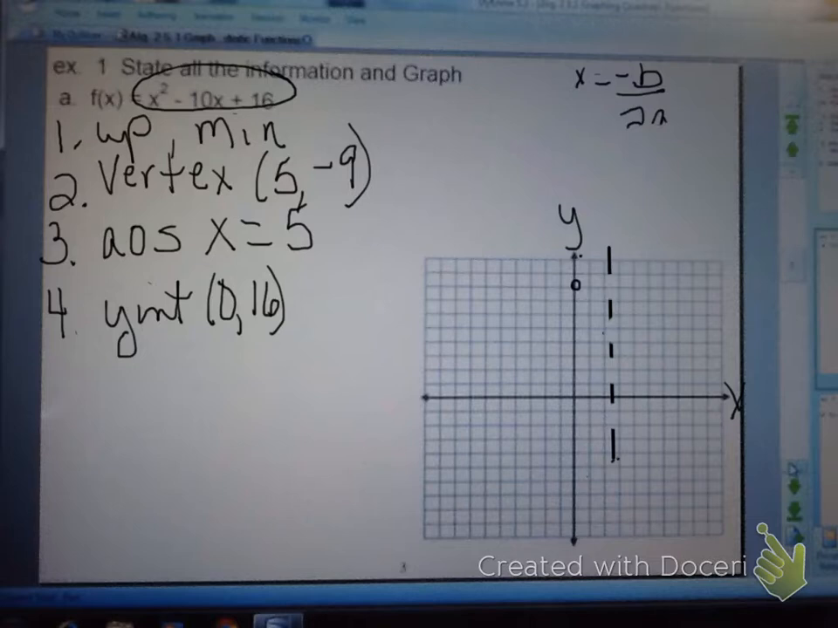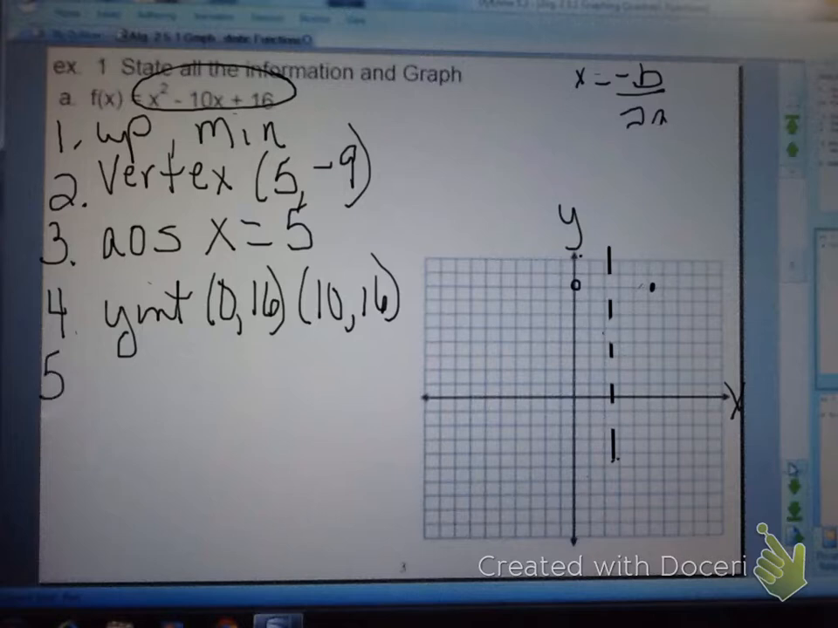Okay, so the corresponding point is the exact same distance from the axis of symmetry. If you look, the axis of symmetry is at the half mark, so the y-intercept is 2.5 to the left, so I have to go 2.5 to the right. And that ordered pair is (10, 16).